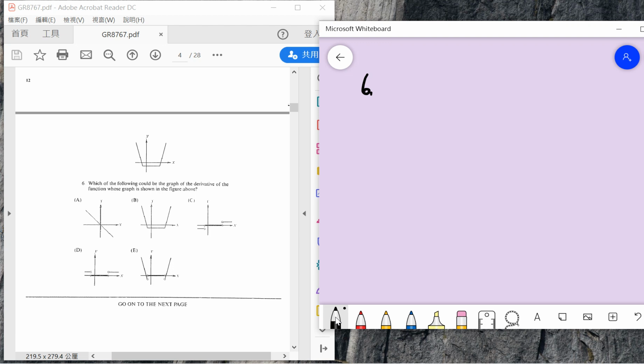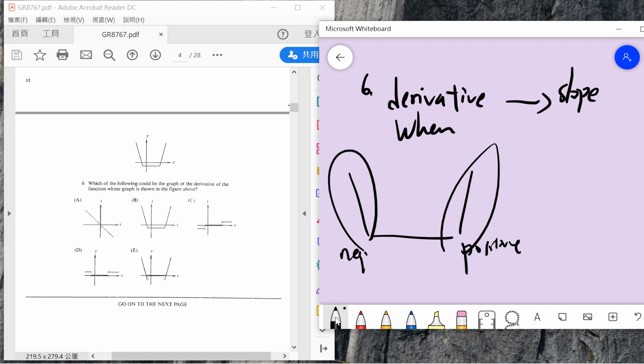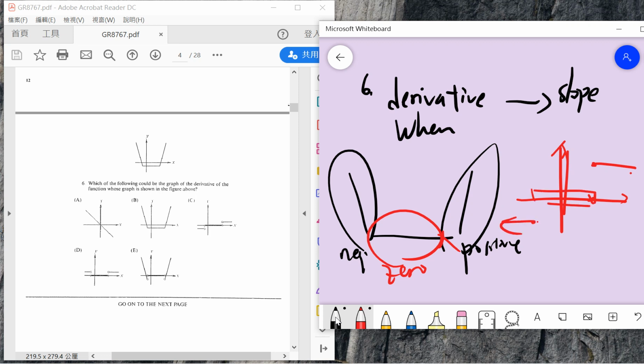Derivative. Okay. So derivative basically is the slope. So when this is positive, this is negative, this is 0, right? So it should be like some positive, some negative, other this is 0. So the answer should be C.